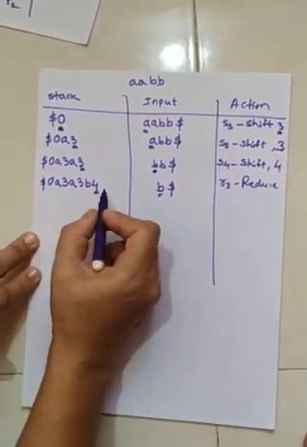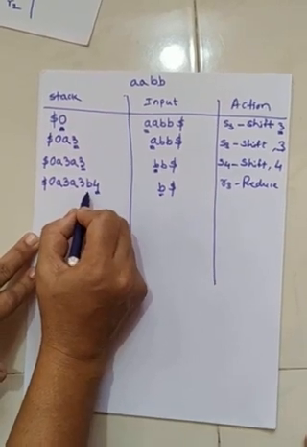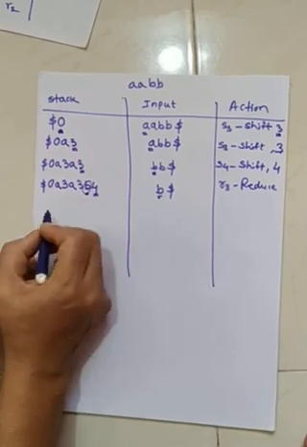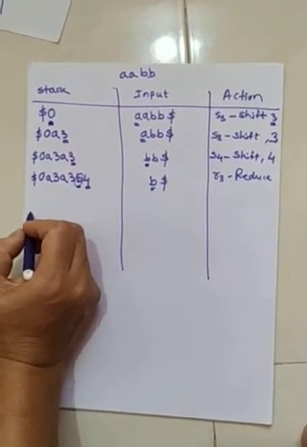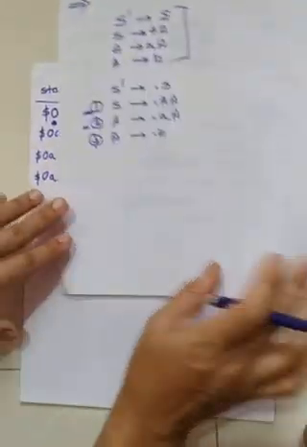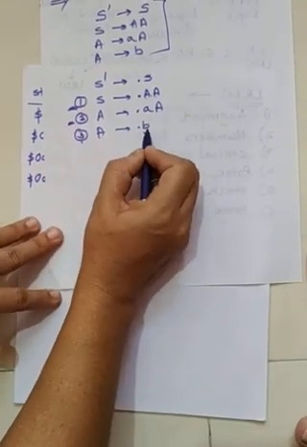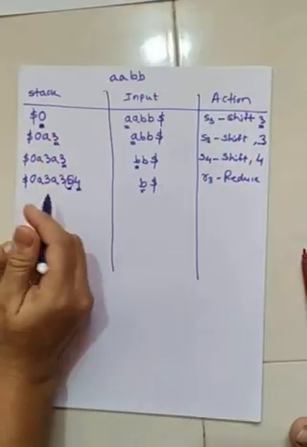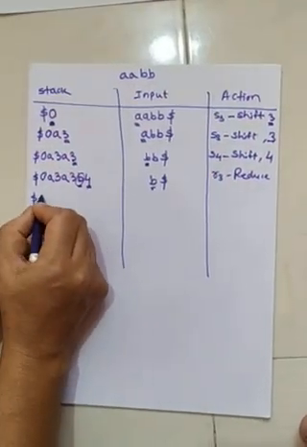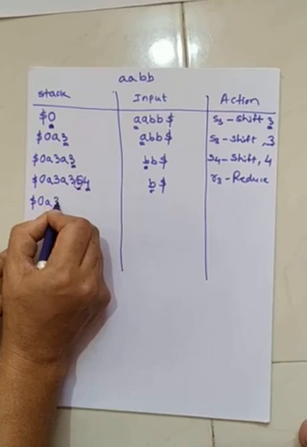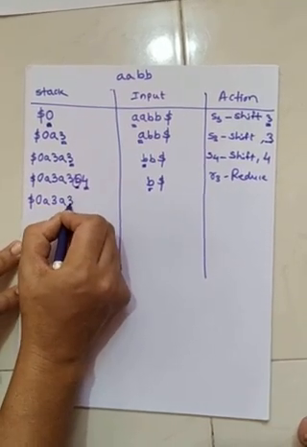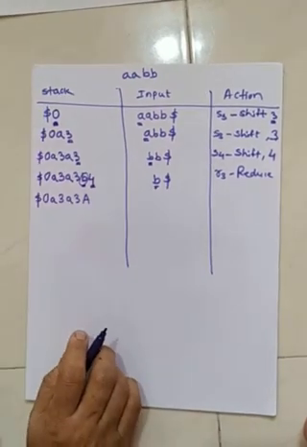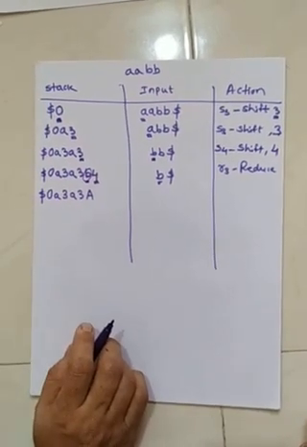So now we have to reduce this terminal B. So here B has to be reduced, and from the production if we see, A is producing B, so B can be reduced by the non-terminal A. So now we have $0 A 3 A 3, and this B is now replaced by A, reduced by the non-terminal A.